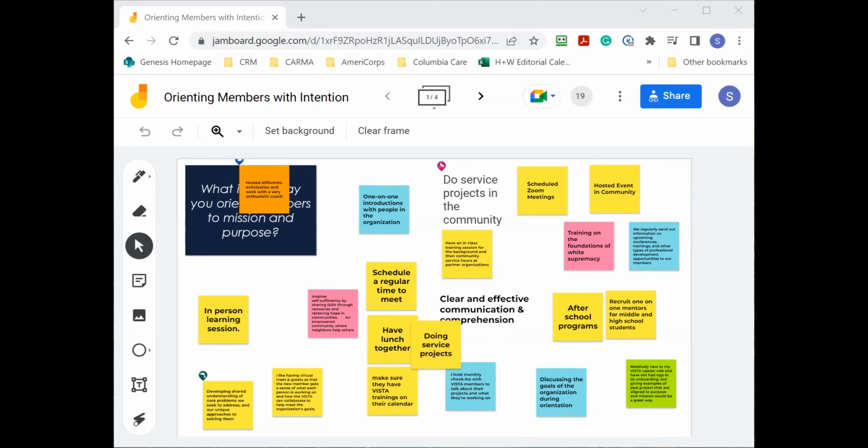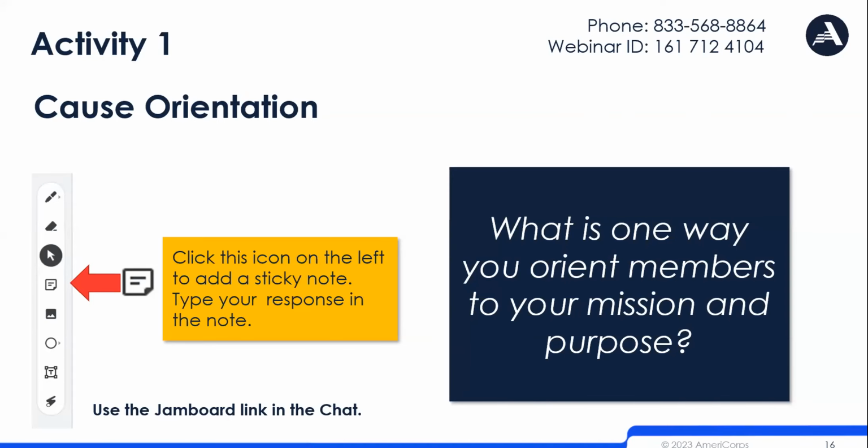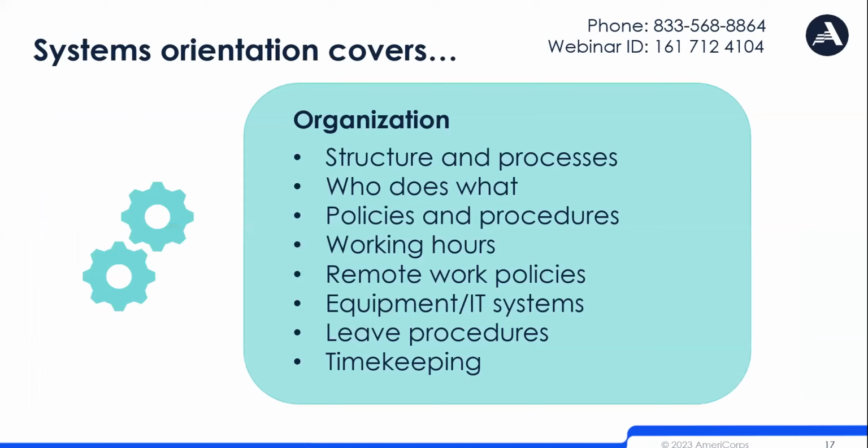Let's look now at the next area that your orientation should include. All right, so the second area, and this one is probably the biggest part of your orientation, is that of systems orientation. Systems orientation provides a context for the member, and it helps them to understand how they fit into the processes of the project. You'll want to include both your organization systems and those of AmeriCorps VISTA, and that includes things like requirements and restrictions of both.